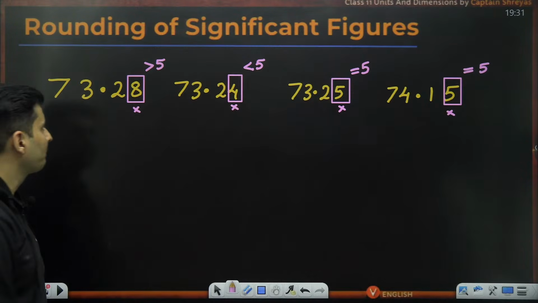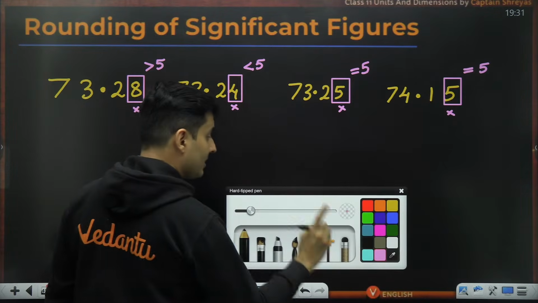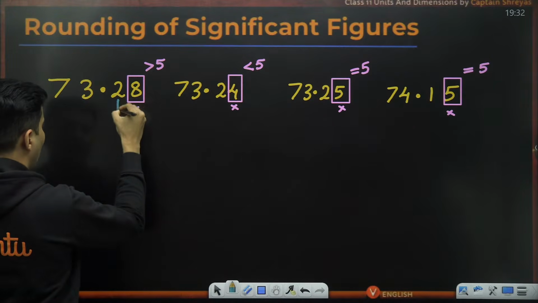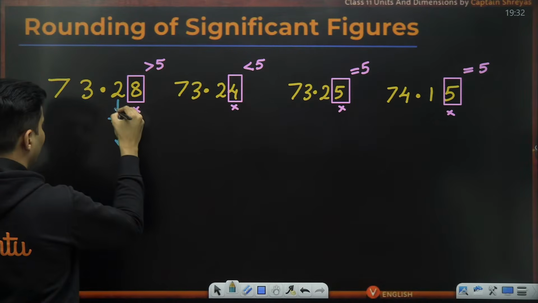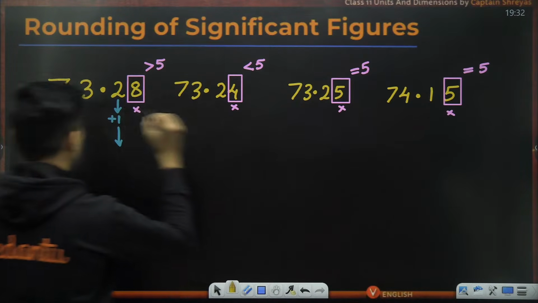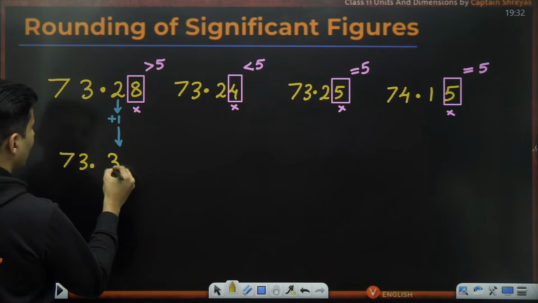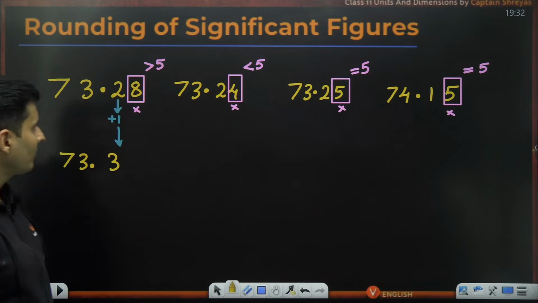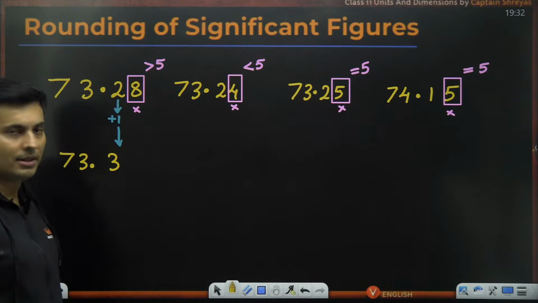Now observe the rule. If it is more than 5, then go to the previous digit and add 1 to it. Add how much to it? 1 to it. And then write down the number as it is. So this will be 73.2 plus 1, which is 73.3. That is the answer to a single decimal place. If it is more than 5, add 1 to the previous digit.